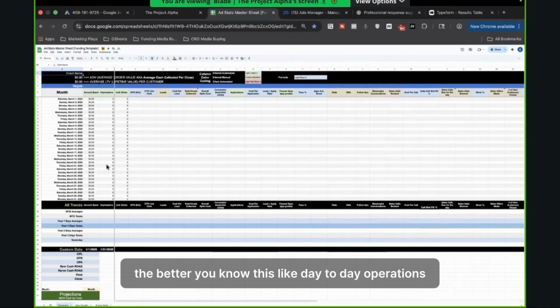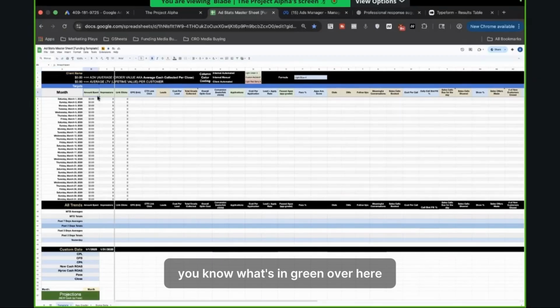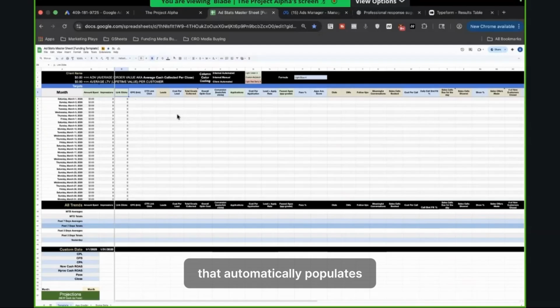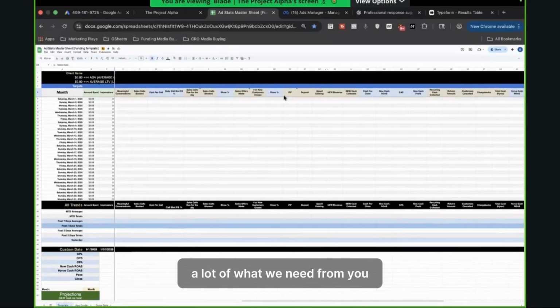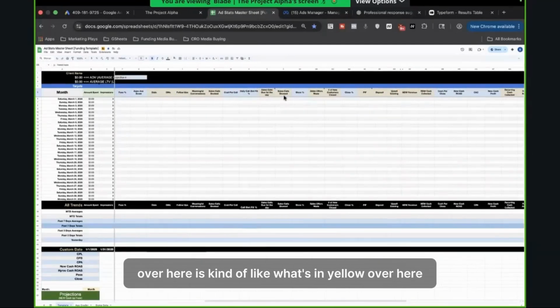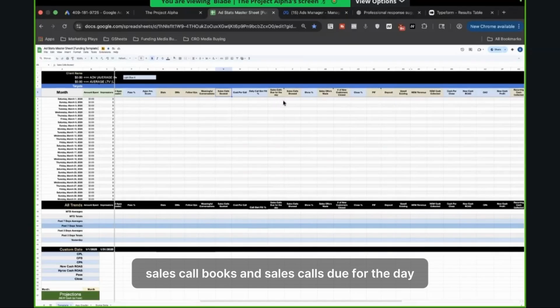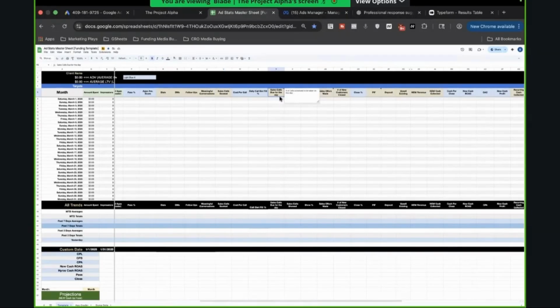Okay. This is like day-to-day operations. What's in green over here automatically populates in from a software called Supermetrics, and it populates onto here. That's like lead cost, cost per link, amounts spent on the daily. That automatically populates. This automatically populates. This automatically populates. A lot of what we need from you and your end over here is kind of like what's in yellow over here. Sales calls booked and sales calls due for the day. That actually also does automatically populate.